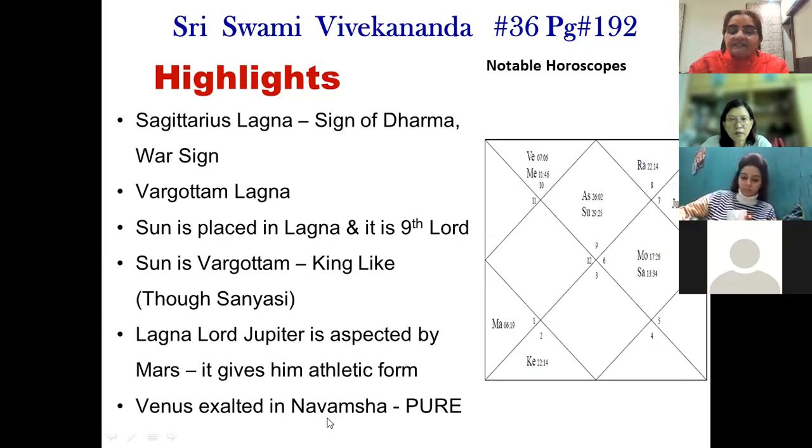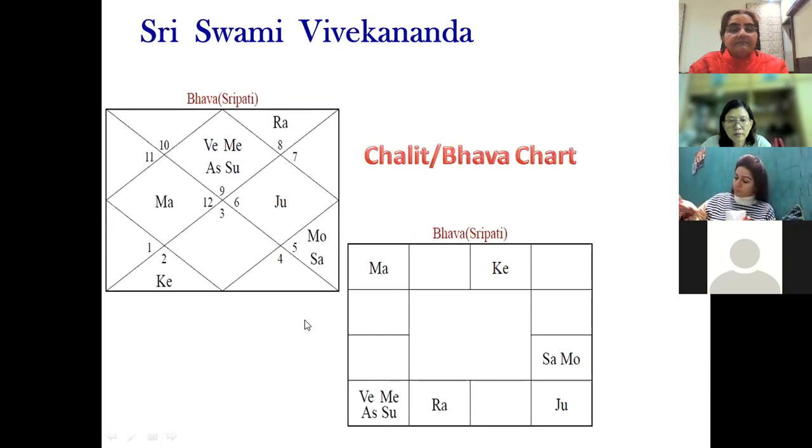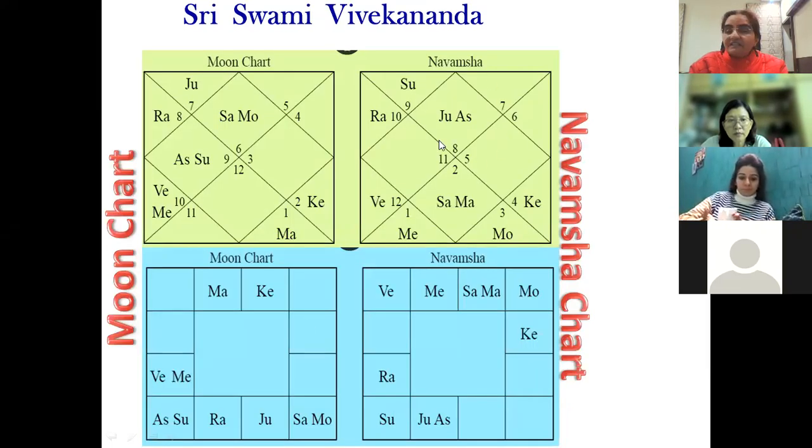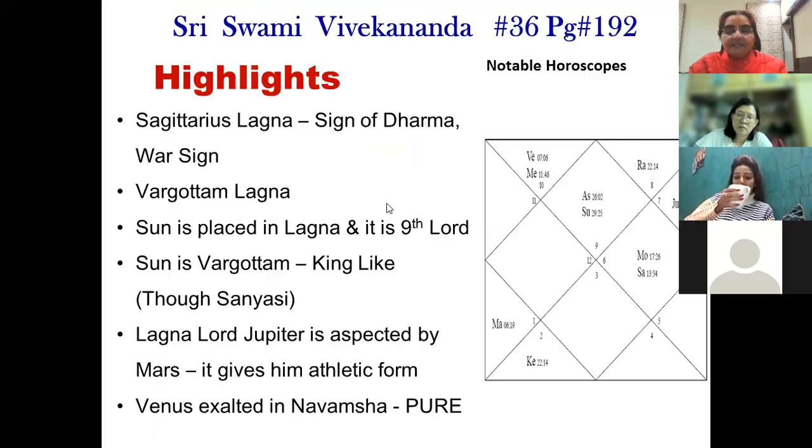Now, Venus is exalted in Navamsha. Let us check the Navamsha chart. This is the Navamsha chart. Venus is in which sign? Pisces. And it gets exalted here. I think in the South Indian chart, it is easy to see. Yes, it's the 12th. Venus will be exalted here. Mercury will be exalted here, like that. Anyways, Venus is exalted. So that makes him a pure personality.